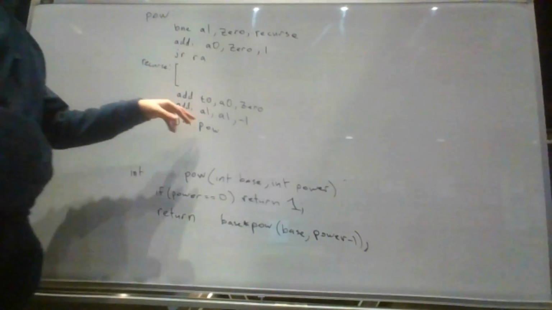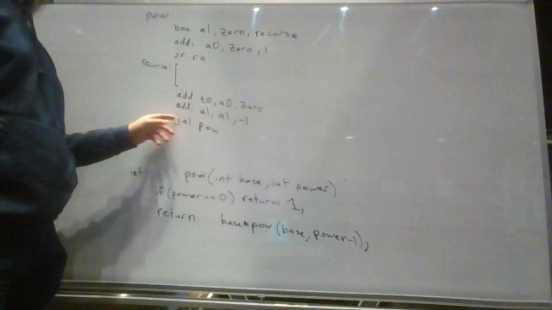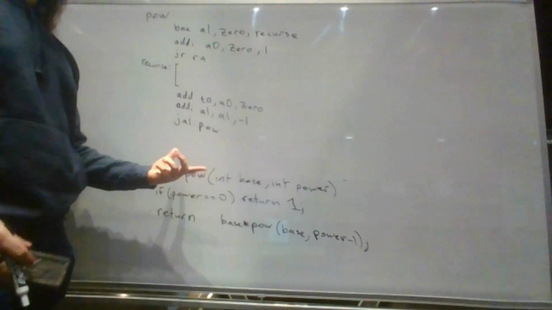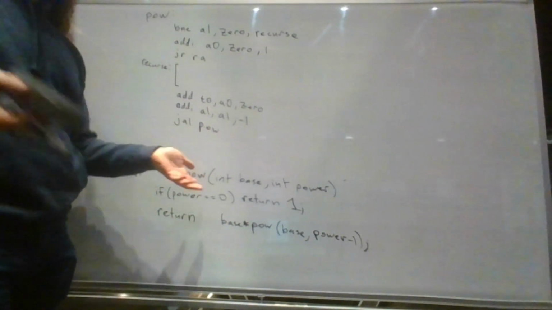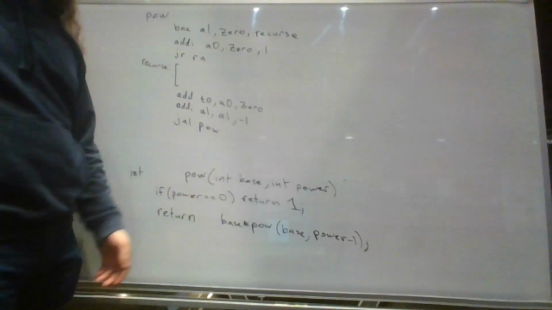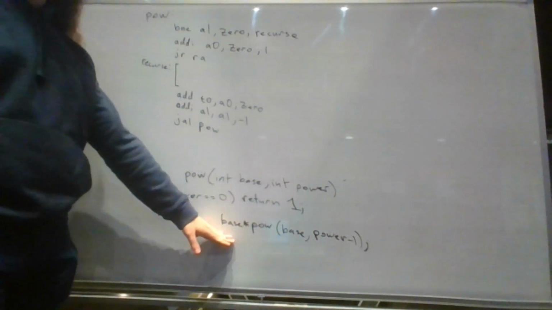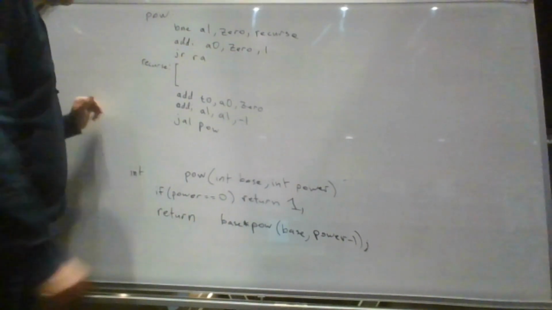So I initialize my parameter, A1; A0 is already initialized. I do my jump to my function, and after this, that means my function has actually finished returning. So all I have to do is multiply the return value by the base, and then I can return that.